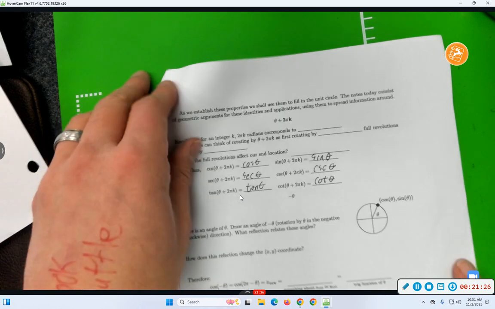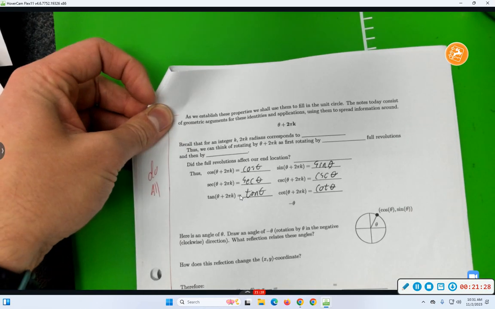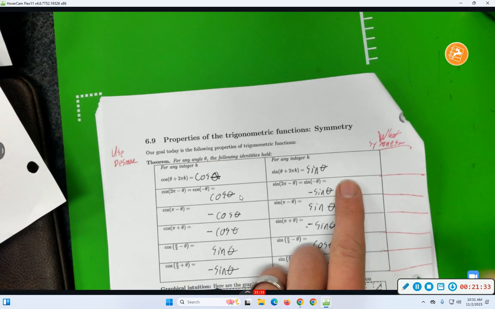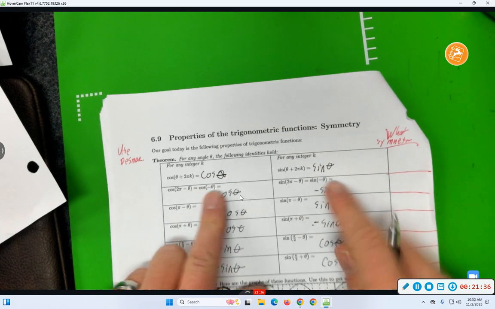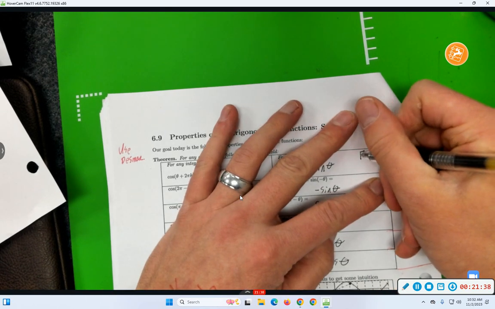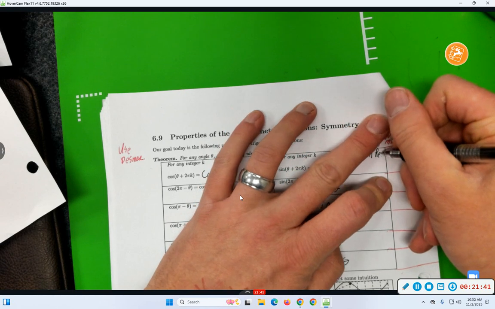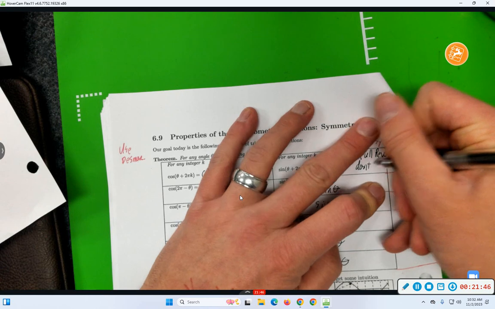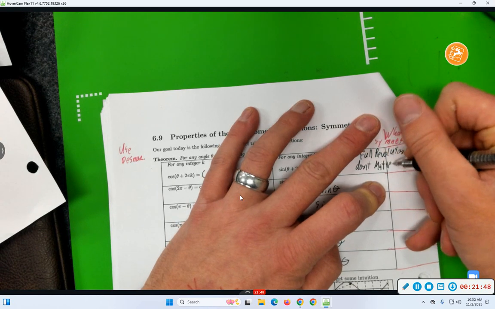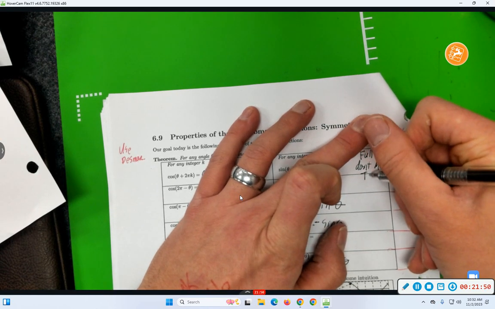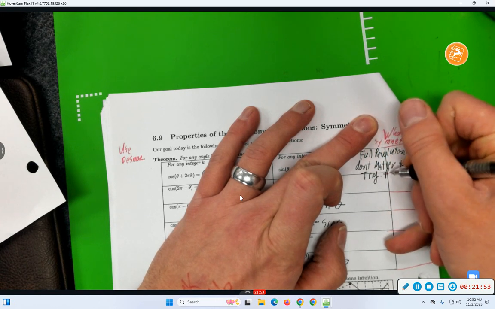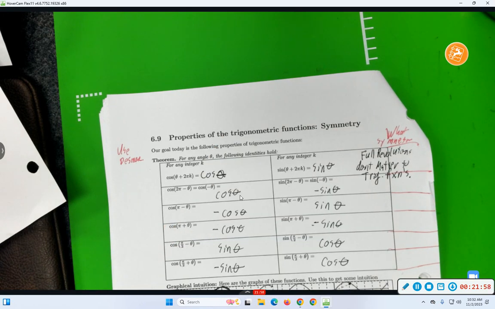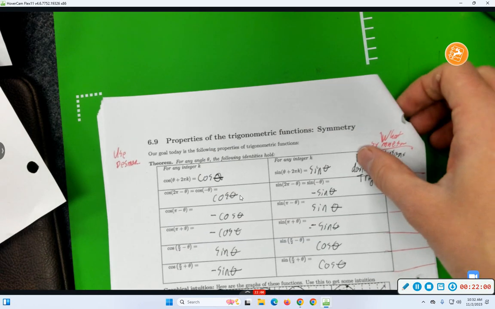So maybe I'll even add something to the table on the previous page about why these things are true. So, why are these two things true? They're true because full revolutions don't matter to trig functions. Right? And they don't. That's all that first row says.